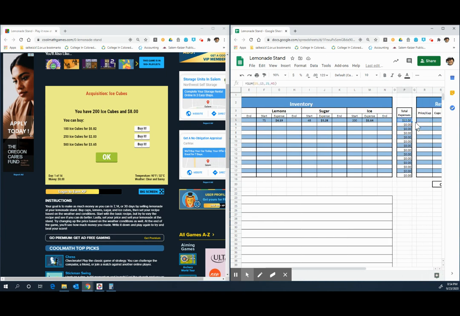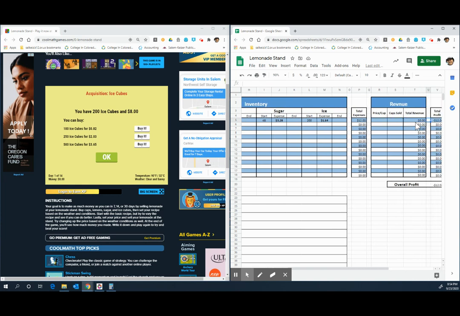So you started with $20 and you just spent $12 on all of your merchandise. You bought all your goods. You have $8 remaining. Now you need to figure out your price and quality control. You're brand new. It's a hot day. You need to figure out how much you want to charge per cup. I'm going to charge 20 cents per cup. I'm going to keep it at 4 lemons, and I'm going to put 8 cups of sugar in, and I'm going to put 2 ice cubes in.